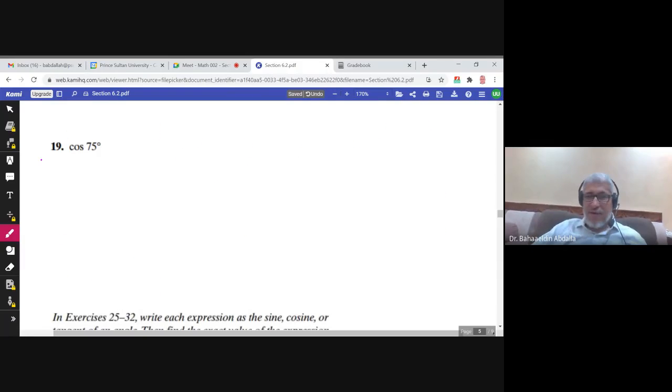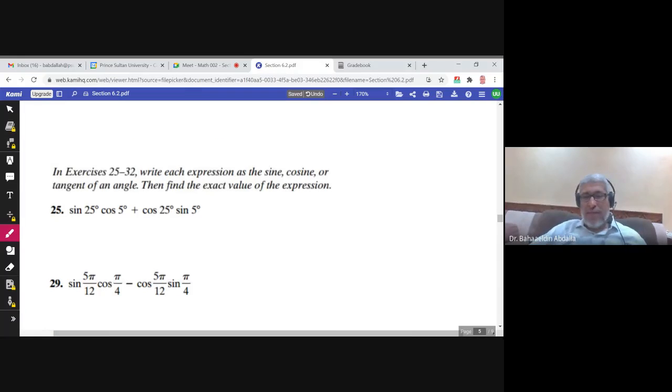Cosine 75, I will leave it for you. You can just write it easily as 45 plus 30, and you continue using the formula. Write each expression as the sine, cosine, or tangent of an angle, then find the exact value of the expression.